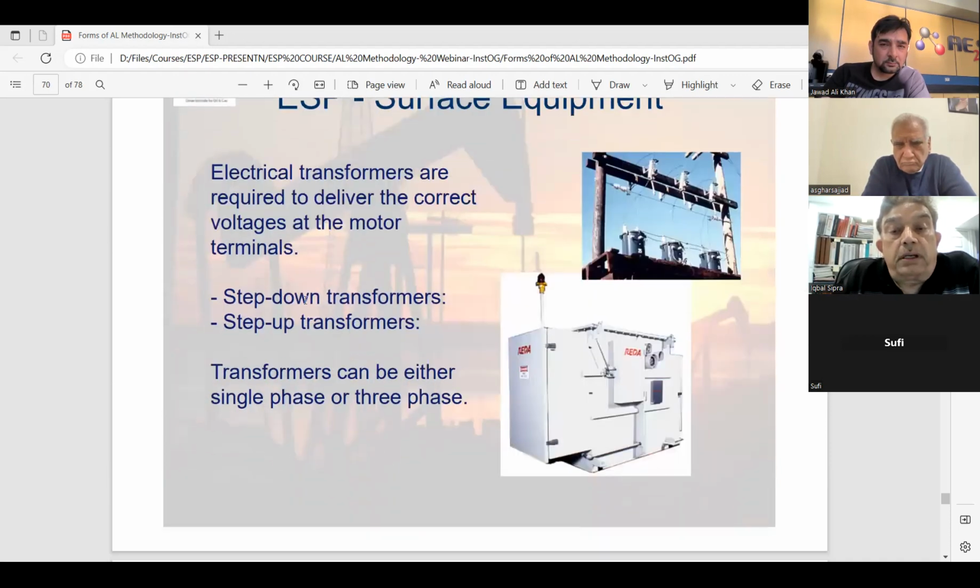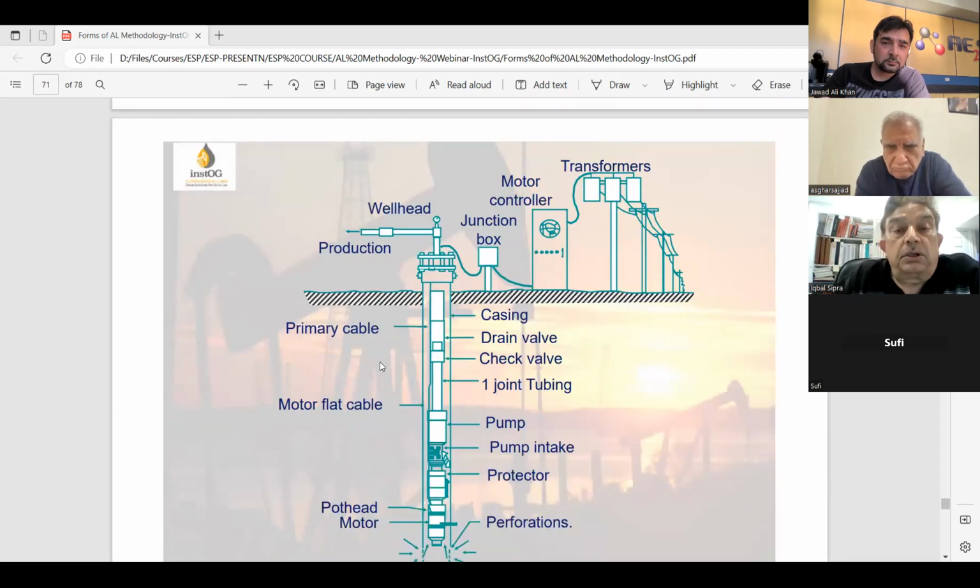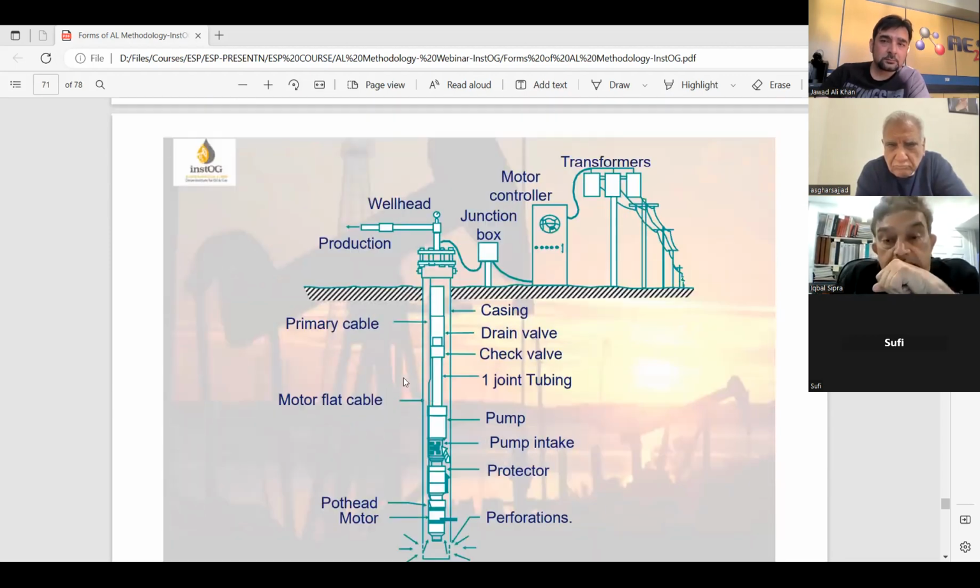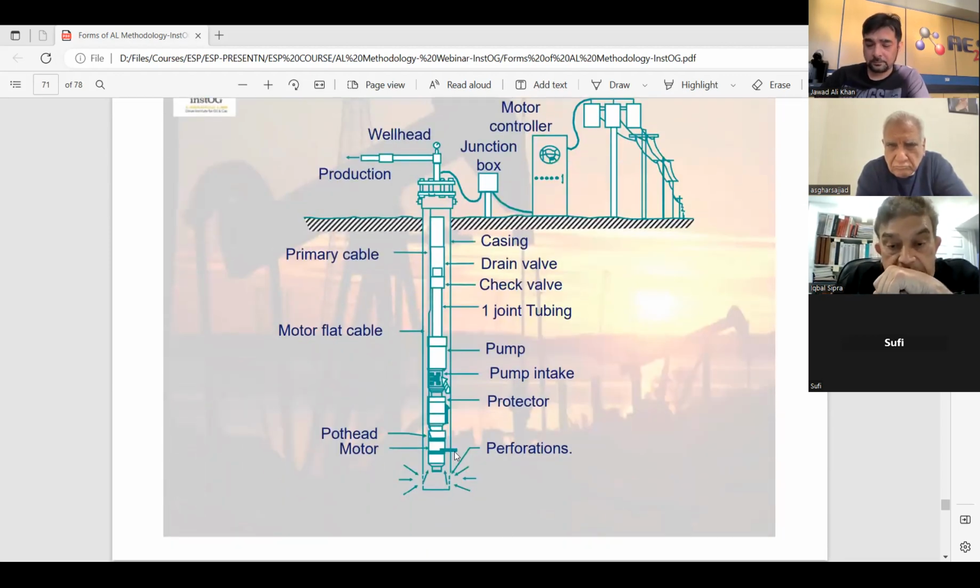ESP surface equipment is the electrical transformers: step down transformer, step up transformer. Transformers can be either single or 3-phase. This is your complete schematic. Here, this is your perforation. This is your motor, pot head, protector, pump intake, pump, and the cable, and the tubing, and the wellhead.